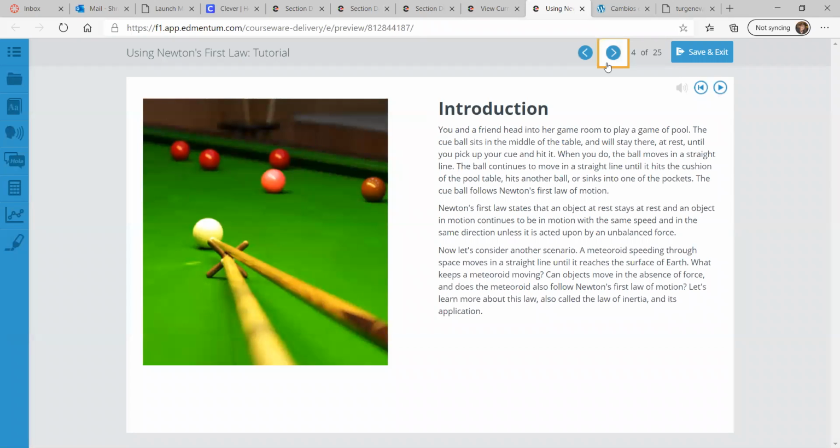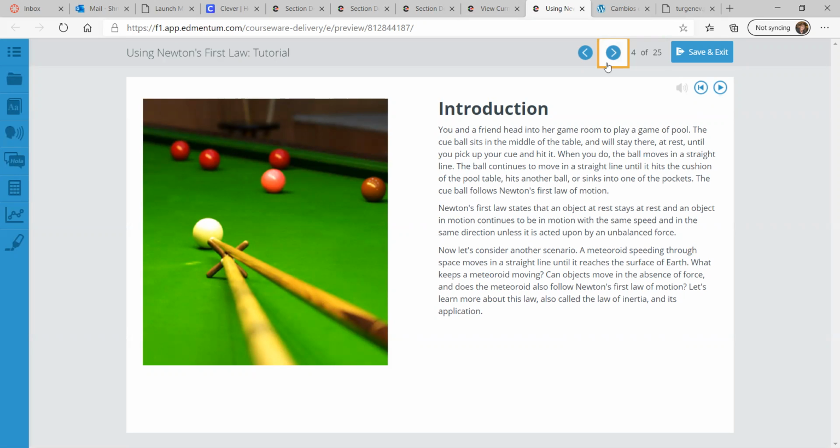So for the introduction, I want you to picture a pool table. You have the white cue ball, you hit it with a cue stick in order to hit other billiard balls into the correct hole or socket. Now that cue ball sits in the middle of the table and it's going to stay there at rest until you pick up your cue stick and hit it. And when you do hit it, the ball moves in a straight line and it'll continue to do that until it hits the cushion of the pool table, hits another ball, or sinks into one of the pockets.